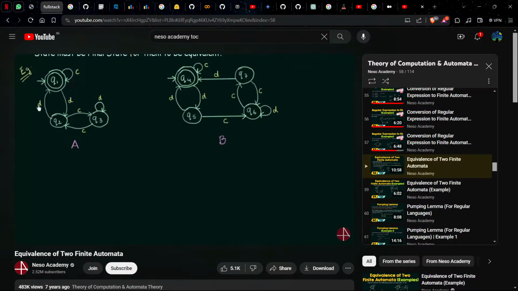So in order to check whether these two automata are equivalent or not, I will make a table over here where I will write the states, making pairs of states. You notice in this automata the inputs are C and D. So here I write for input C and here I write for input D.